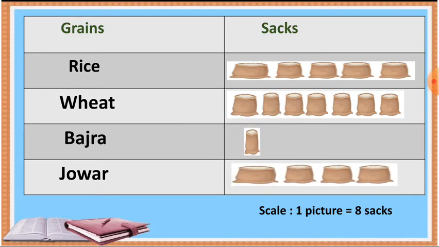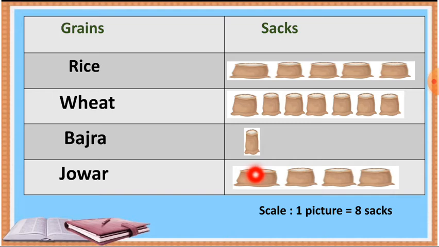Then jawar. How many images for jawar? 1, 2, 3 and 4, because there were 32 sacks of jawar. So in the 8 table 32 comes at 4 times. That is why we draw 4 images over here. Understood students how to make a pictograph? Now moving to our next question.